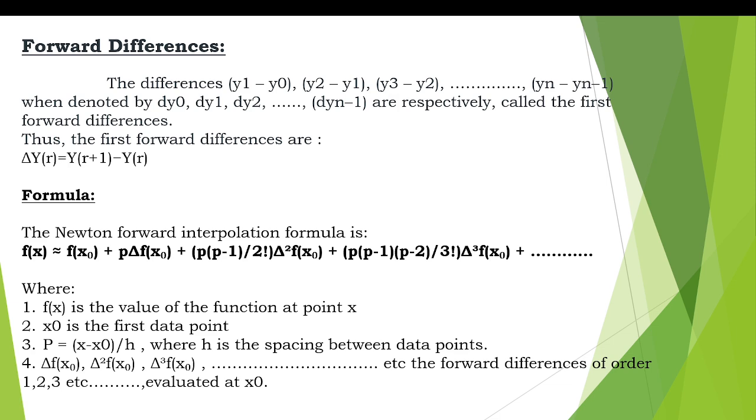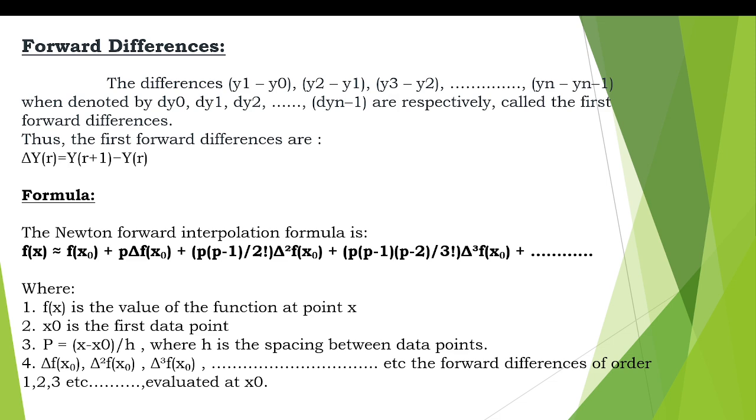The formula of Newton forward interpolation method is f of x equal to f of x naught plus p into delta f of x naught plus p into p minus 1 divided by 2 factorial into del 2 f of x naught plus p into p minus 1 into p minus 2 divided by 3 factorial into del 3 f of x naught, and this goes on. Here f of x is the value of the function at point x, x naught is the first data point, and p is equal to x minus x naught divided by h, where h is the spacing between the data points.